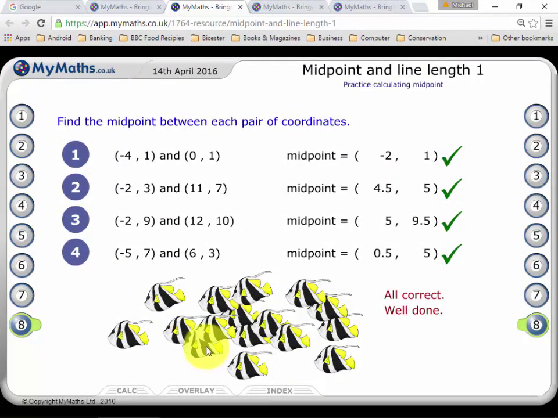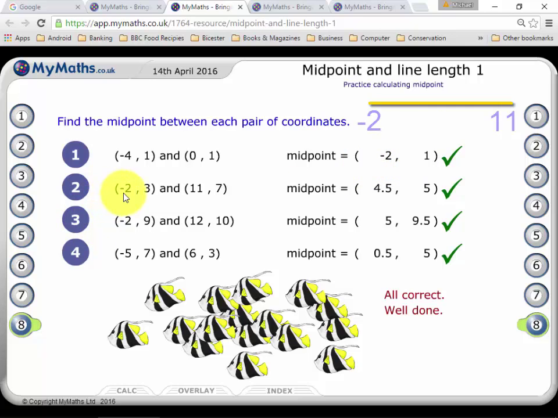Well, how well do you think you'd done? Did you manage to get all those correct? The easy bit was where the numbers were the same sign, positive, or the same number. So 1 and 1, the average of 1 and 1 is clearly 1. For the minus 4 and the 0, the difference between 0 and minus 4 is 4. Half of that is 2, but of course it's a negative 4, so it's going to be a minus 2, which is halfway between minus 4 and 0.